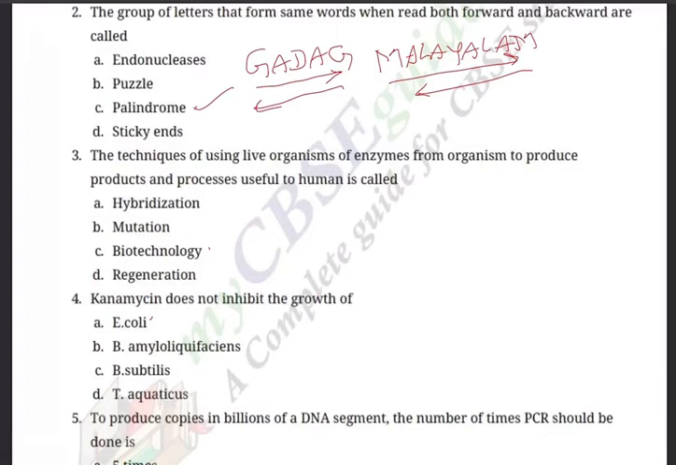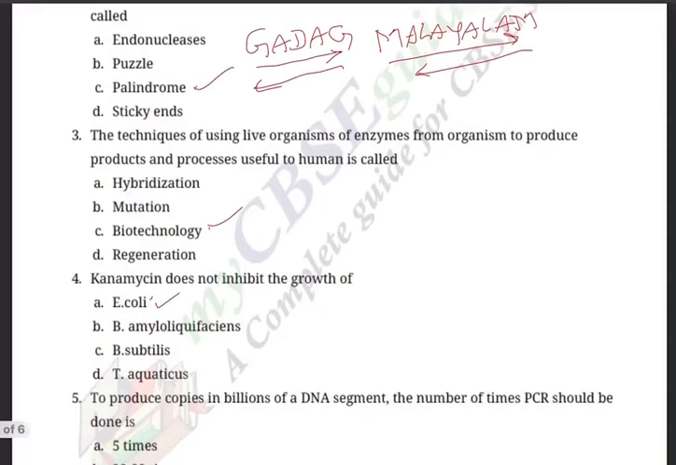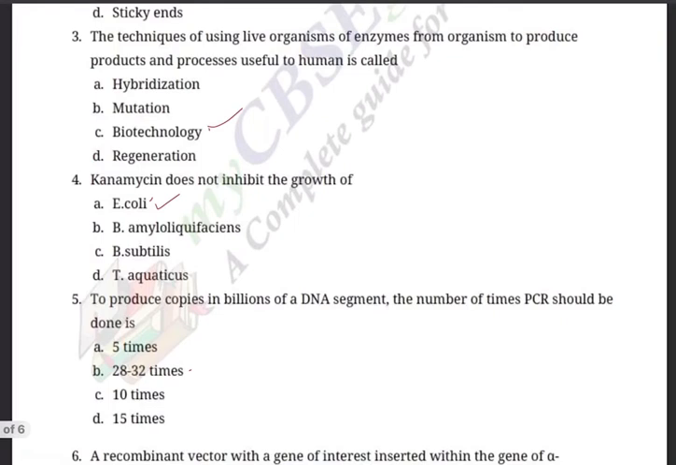Then question 3. The techniques of using live organisms or enzymes from organisms to produce products and processes useful to humans. Of course, it's the definition of biotechnology, we know it. And then the fourth one, kanamycin does not inhibit the growth of E. coli, B. amyloliquefaciens, B. subtilis, and T. aquaticus. Of course, we know it is Escherichia coli, E. coli. It's not Bacillus or the others.